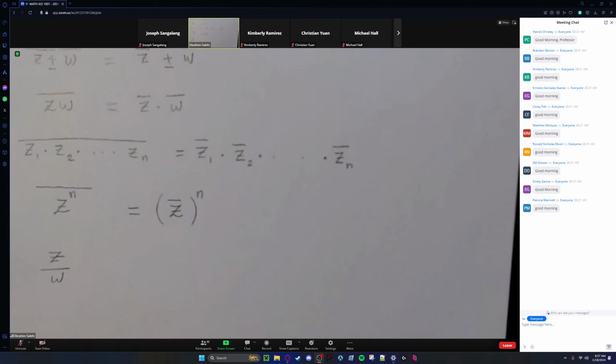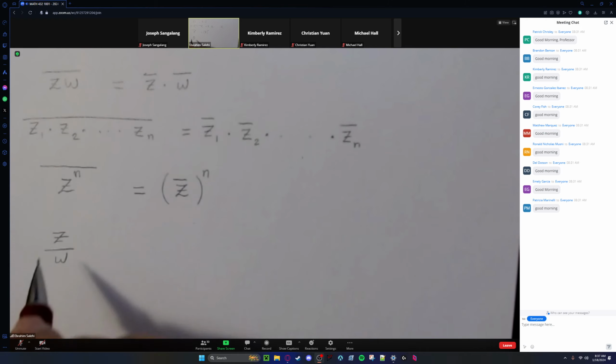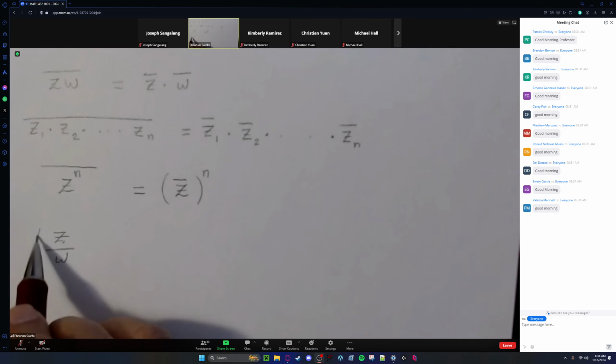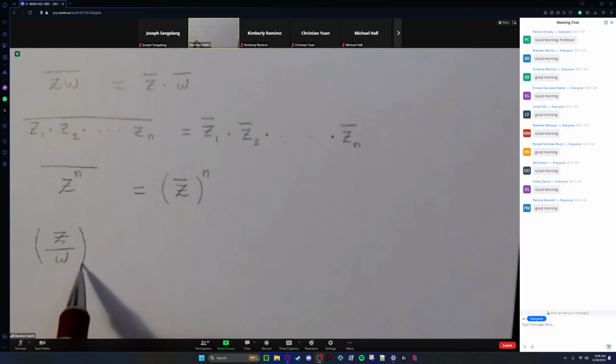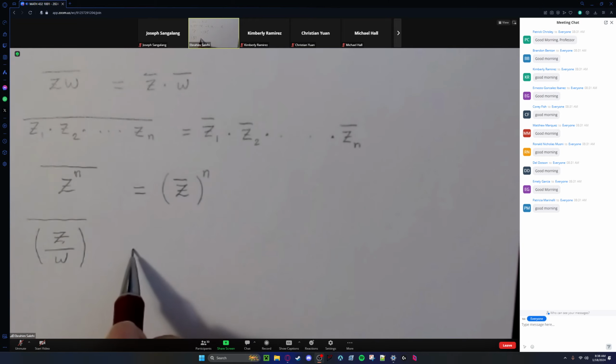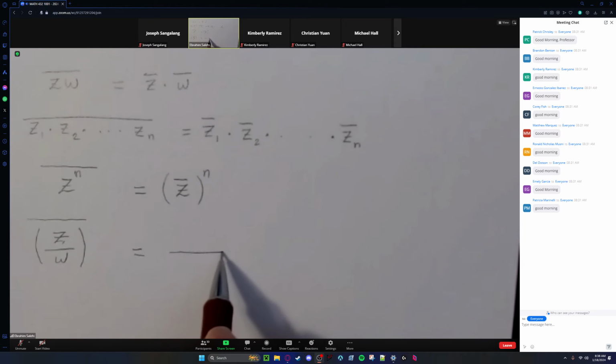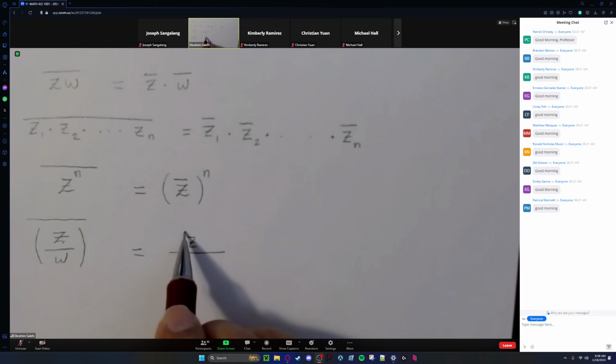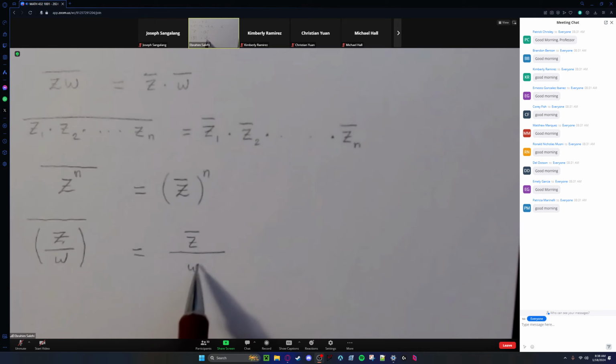Another property is about the division of two. If you want to divide, and whatever the result, then take the conjugate, it's the same as conjugate of the numerator divided by conjugate of the denominator, right? Good.